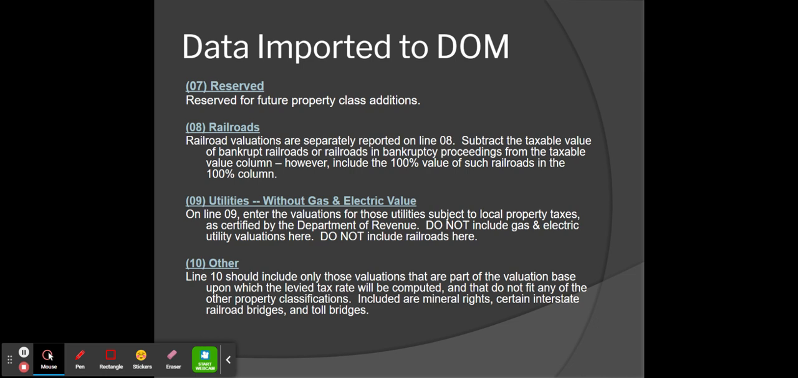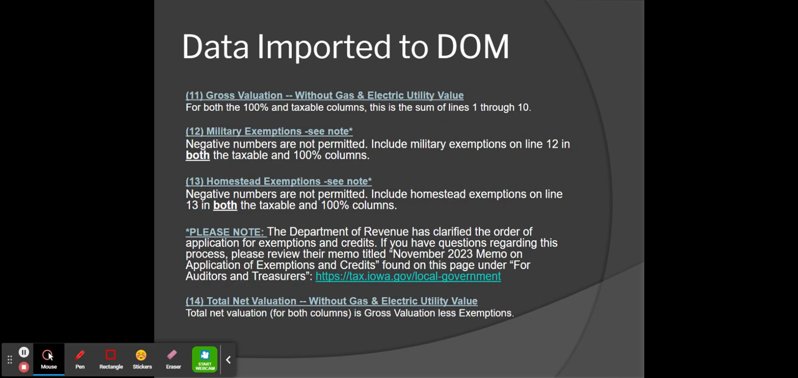Other, line 10, is pretty infrequently used, but it could be. The most common thing that I see are some of our border counties with railroad bridges, toll bridges, that sort of thing. Gross valuation without gas and electric, of course, is just the sum of the lines above it. Line 12 is military exemptions. Again, negative numbers are not permitted.